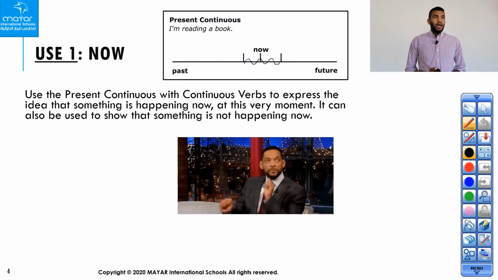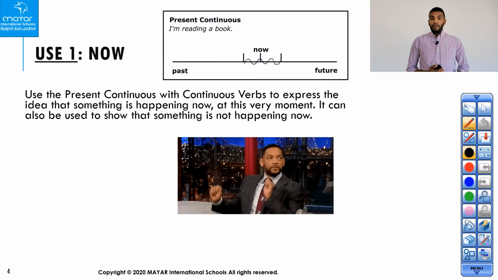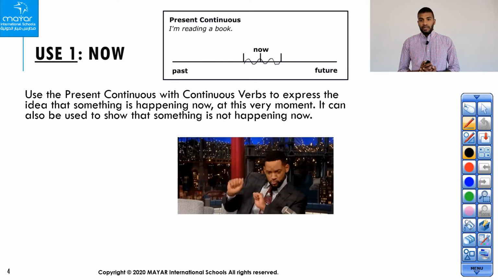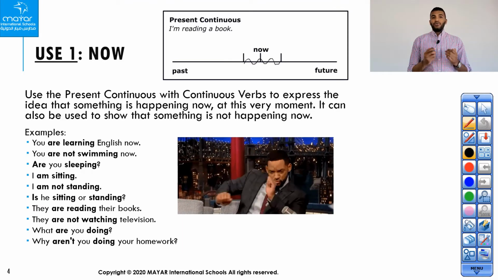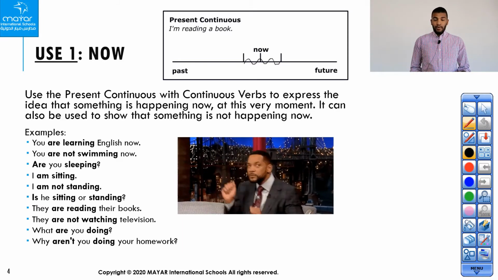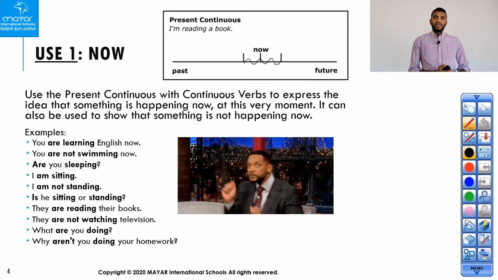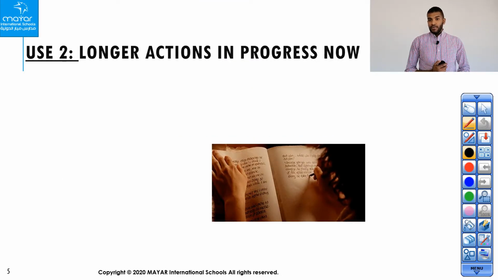Right now, you're not watching a movie. You're studying. So this is the first use for the present continuous tense. You are learning English right now. You're not swimming right now. If I want to ask about an activity that is happening now, I would say, are you sleeping right now? And so on.